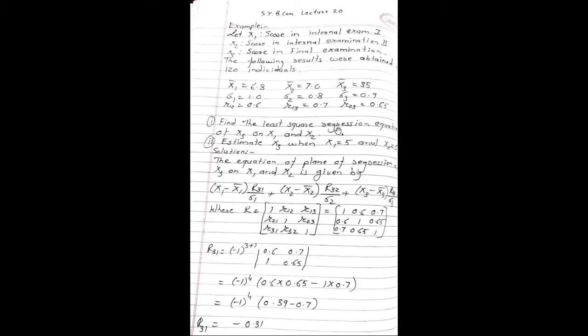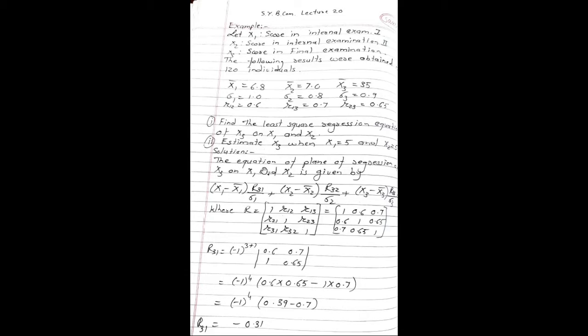First part of the problem, find the least square regression equation of x3 on x1 and x2. Second part of the problem, estimate x3 when x1 is equal to 5 and x2 is equal to 5.